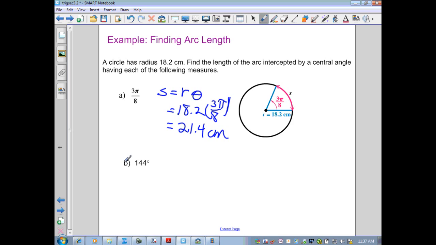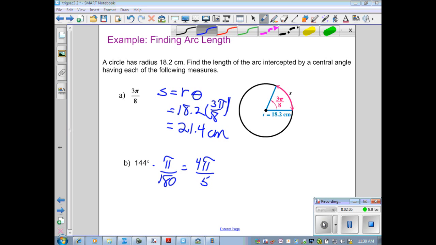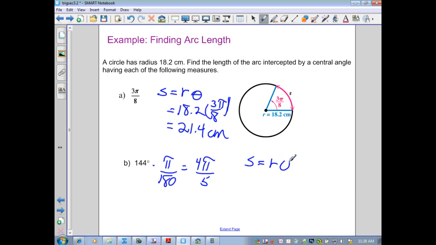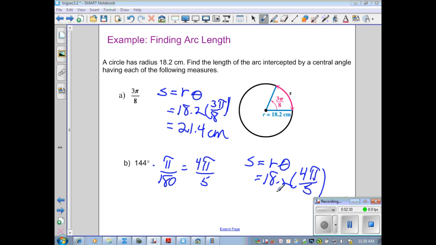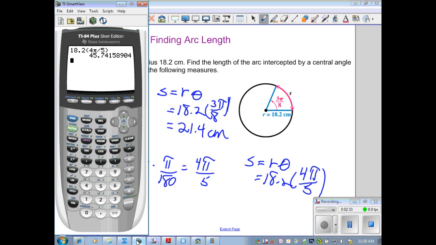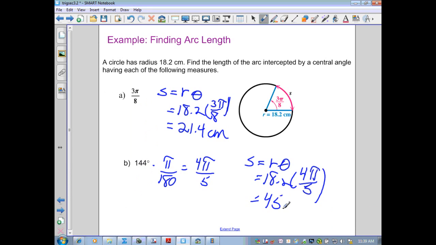Example 2 gives us an angle of theta to be 144 degrees. I first need to convert this into radians. So I'm going to multiply this by pi over 180. And when I do that, that's going to give me a radian measure equal to 4 pi over 5. Now I substitute into my formula. s equals r theta. My radius is 18.2 centimeters, and my theta is 4 pi over 5. Now I just substitute my expression into the calculator, and I'm going to get, for my arc length, 45.7 centimeters.